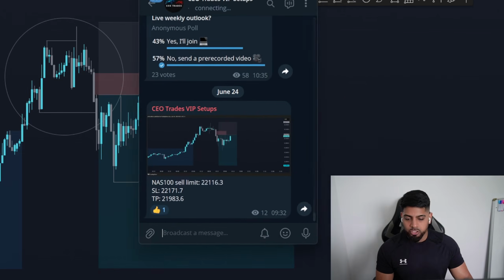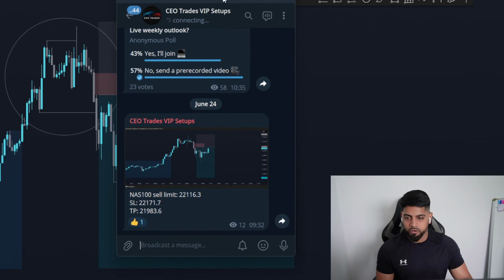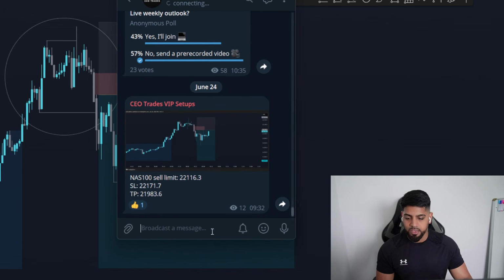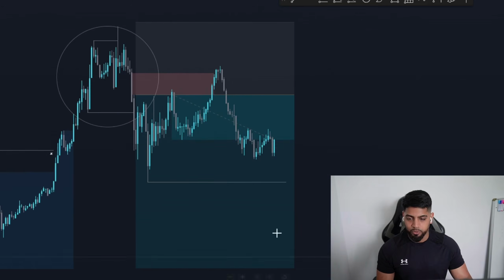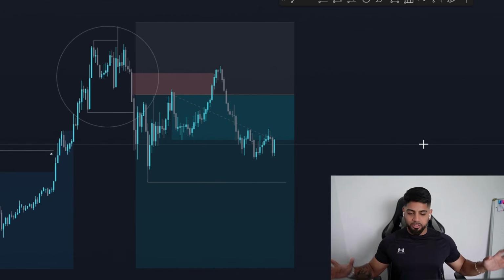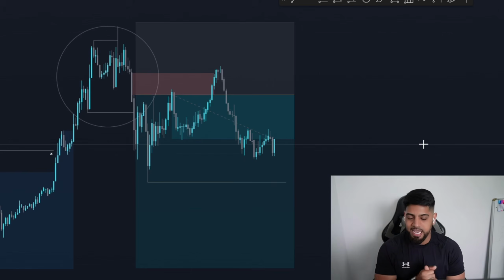So I have also sent this trade into the VIP group. As you can see, this is the VIP group. I sent the NAS a sell limit. Bang, with the numbers, the stop loss, and the take profit so that everyone was able to get into this trade with me. So we're all floating nice in profit. Let's see what happens as the day progresses. So that is a good overview on exactly why we're trading, why we're getting into this position, how I'm managing it.